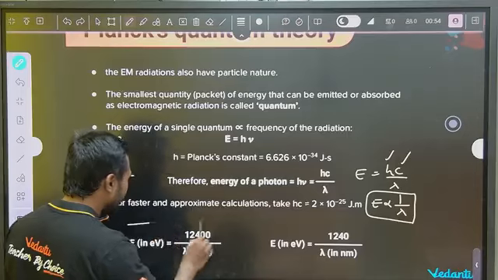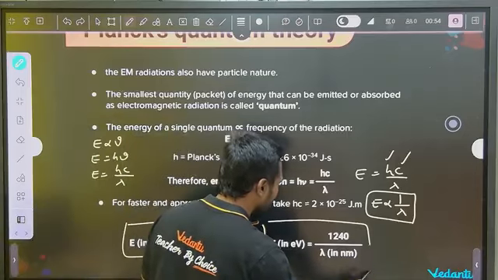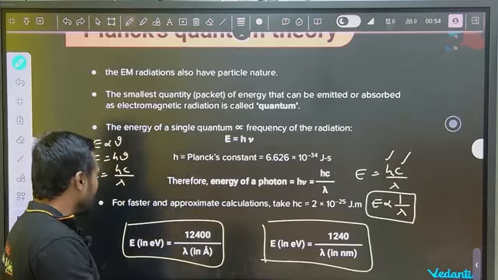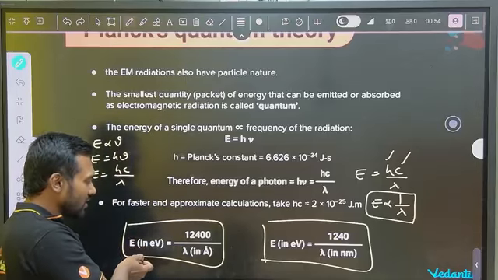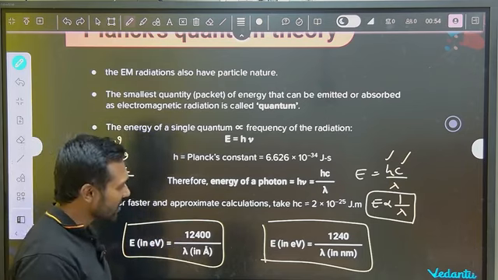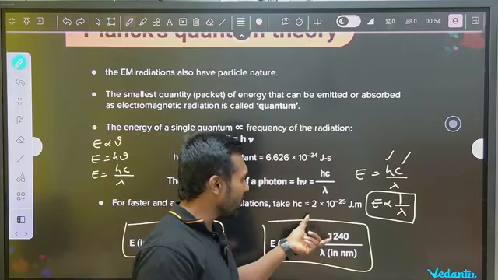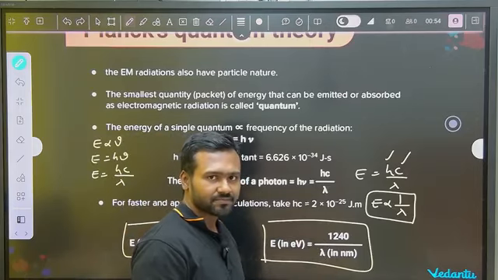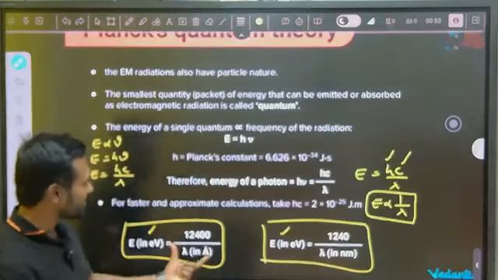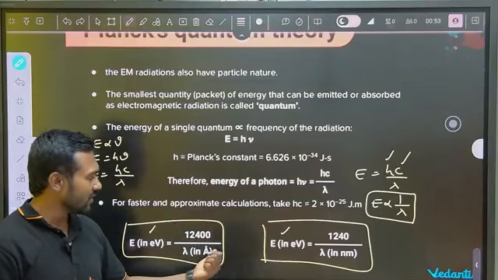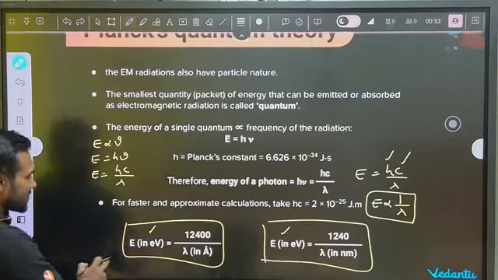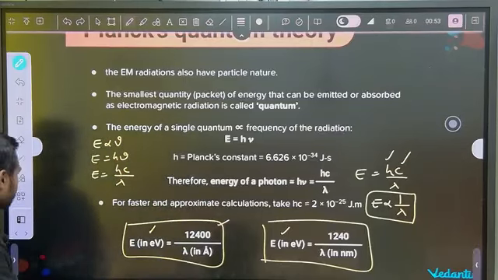So if you remember these values directly, you can do the questions a little bit faster. That is also important, no? How fast we are doing. So if you want energy in electron volt, then it is 12,400 by lambda, where lambda is given in angstrom. Or else, if lambda is given in nanometer, then 1240 by lambda in nanometer. So you can find the energy in electron volt. If they are given in angstroms, take the numerator 12,400, and if it is given in nanometer, take 1240. Try to remember these formulas, so it will be easy to solve the questions.